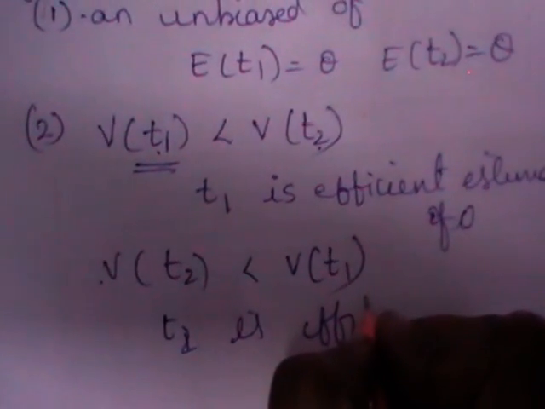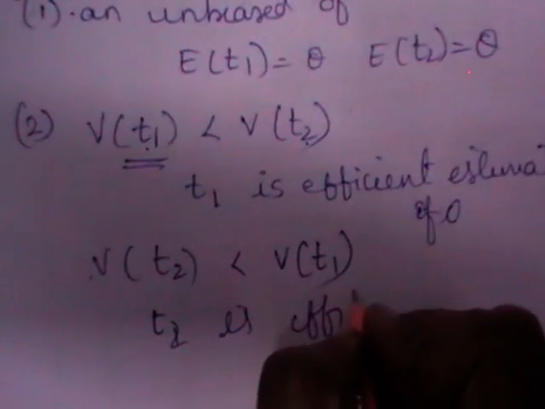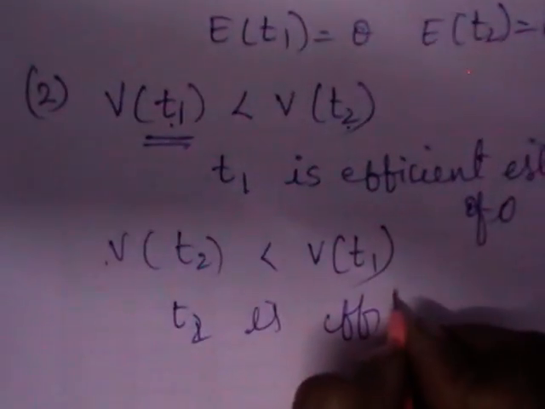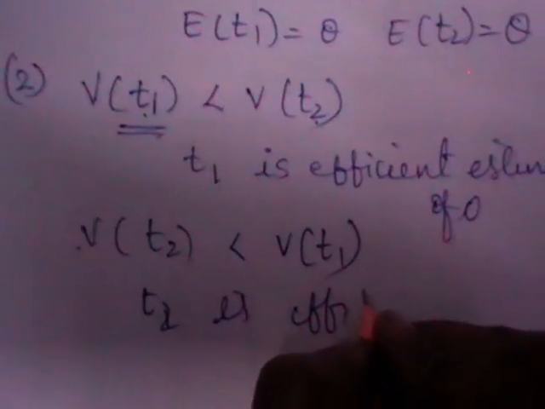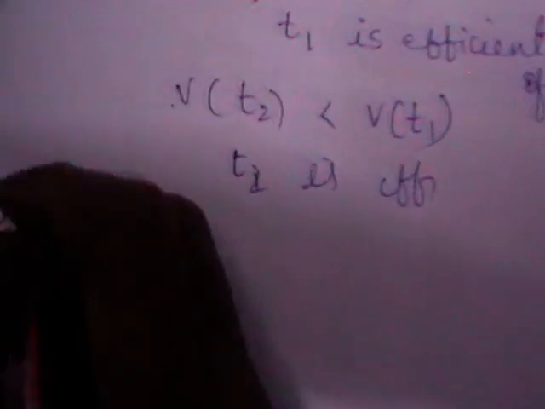Efficiency is always related to the variance concept. The variance should be minimum. The one with minimum variance is called the efficient estimator. Let us do a problem. Let us do problems on that.